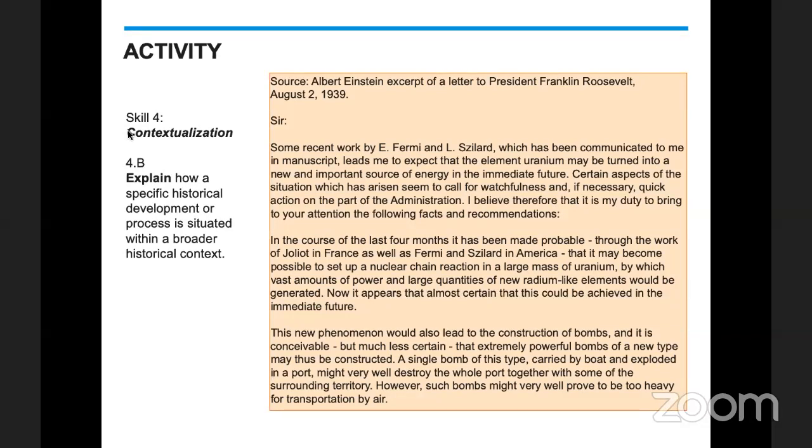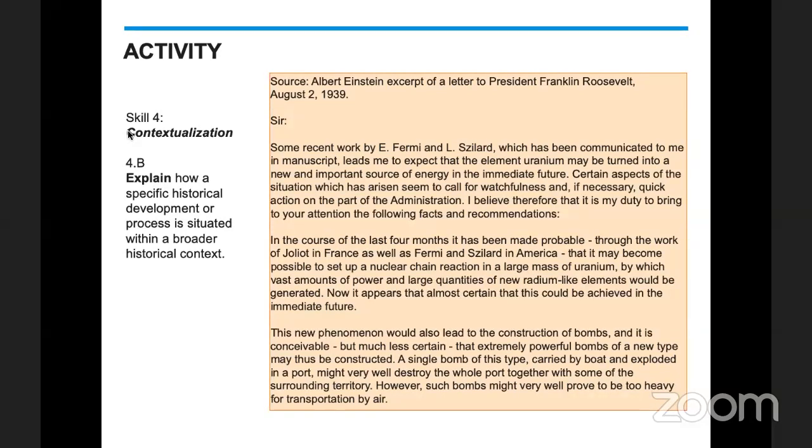This is just page 1 of the letter. The letter is easily Googleable, and you can look it up and see the second page if you wish. Einstein writes to Roosevelt, "Sir, some recent work by E. Fermi and L. Szilard, which had been communicated to me in manuscript, leads me to expect that the element uranium may be turned into a new and important source of energy in the immediate future. Certain aspects of the situation which have arisen seem to call for watchfulness and, if necessary, quick action on the part of the administration."